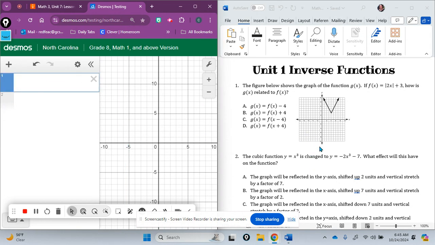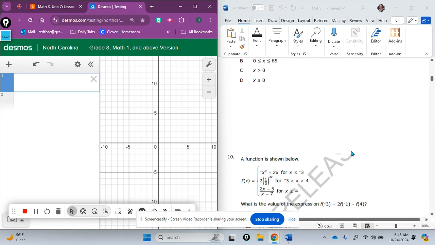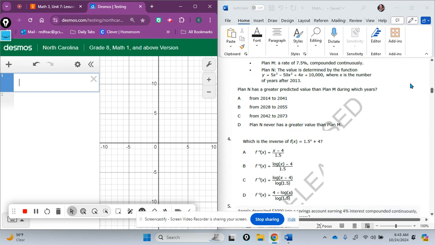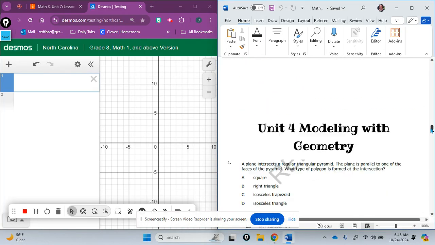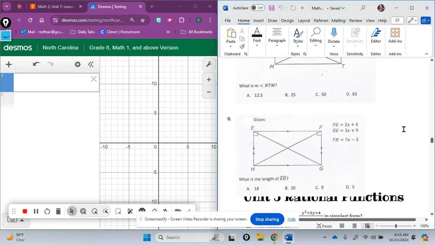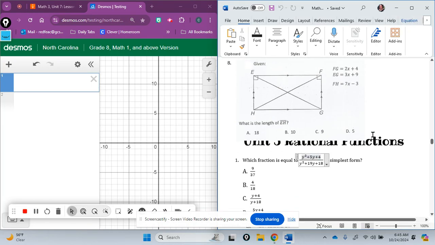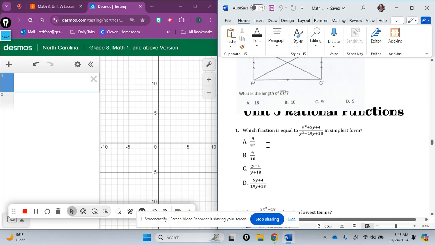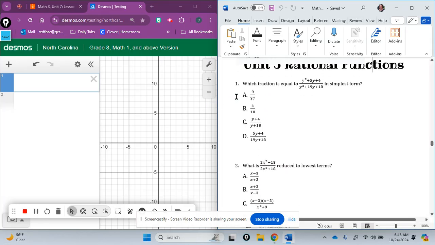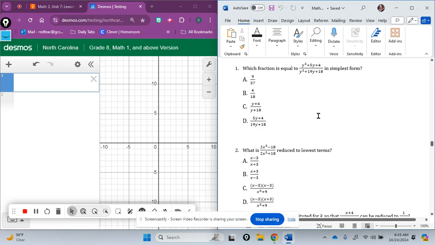All right, so for the first one, we're looking at unit 5, rationals. It says which fraction is equivalent to y squared plus 5y plus 4 over y squared plus 19y plus 18 in simplest form. Remember, equal and equivalent mean the same thing. That means congruent, the same. Okay, so in Desmos, do not type the y's. You're going to type the x's.